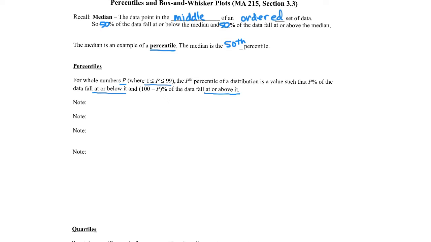So a couple of quick notes here. There's never a 0 percentile, and there's never a 100 percentile.